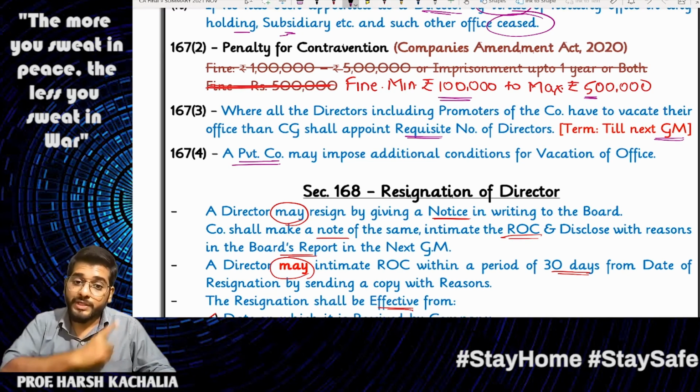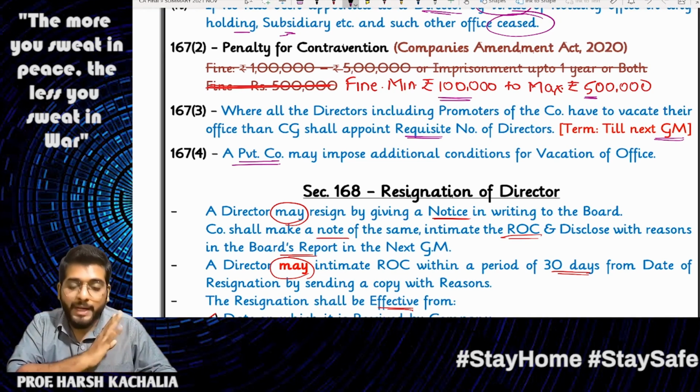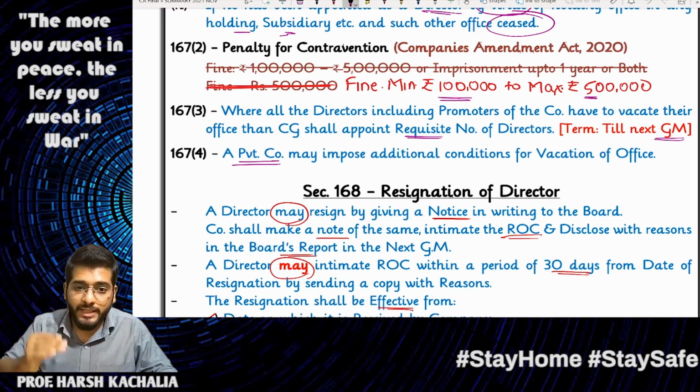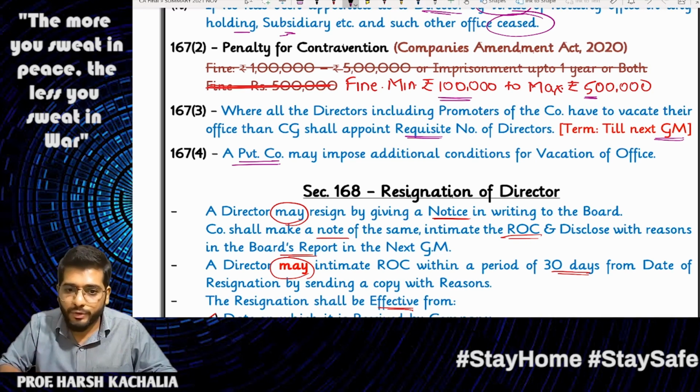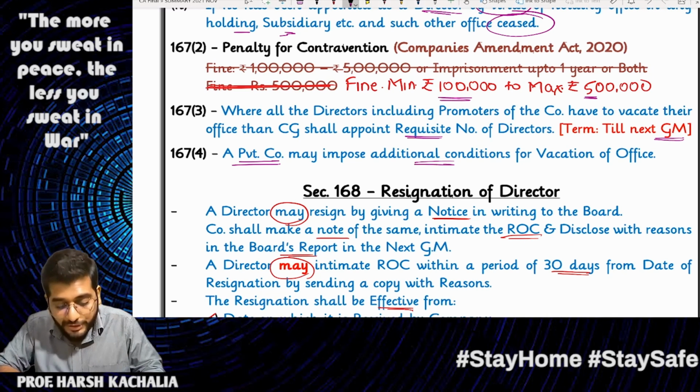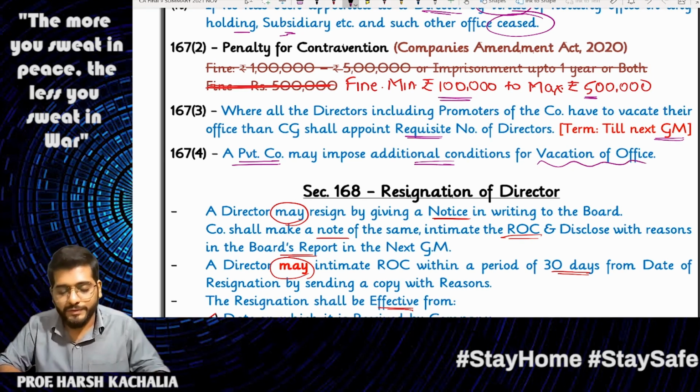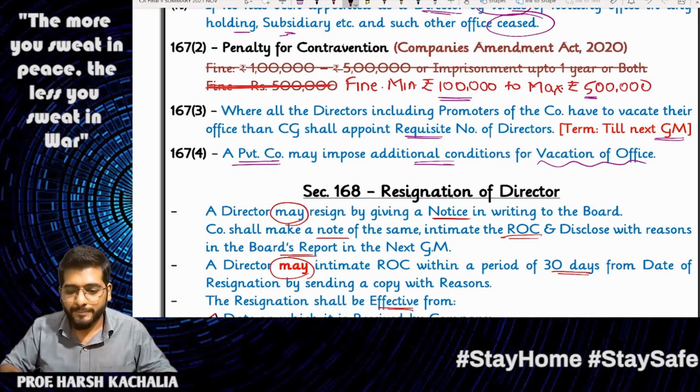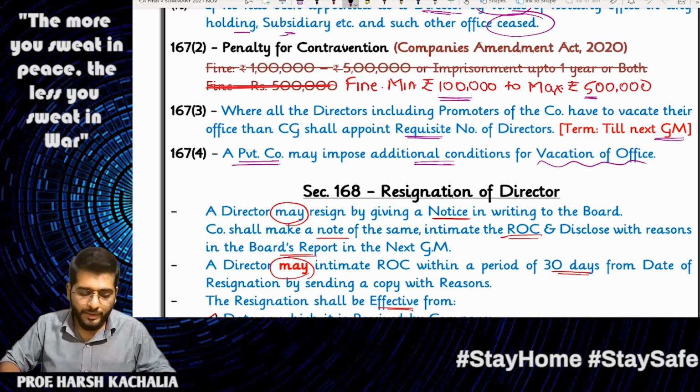Private company, just like we did in 164, same way. Private company, they A, B, C, D, E, F, G, H. Of course, if anything is attracted, you have to vacate the office. But if you are a private company, you may impose some additional conditions also for the vacation of office. It is up to you to do that. Is that clear, everybody? Okay.